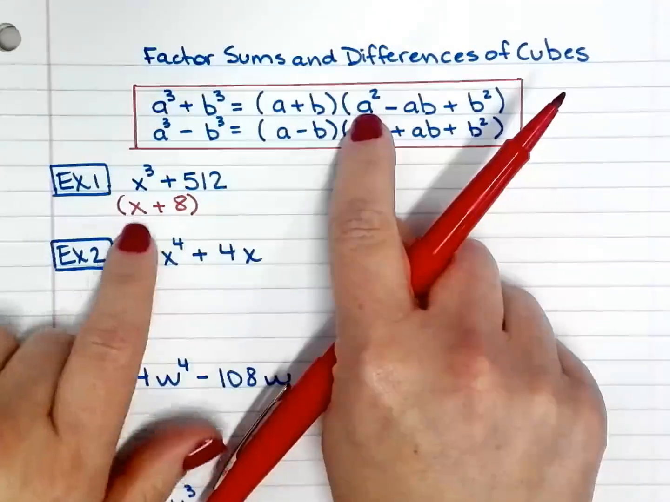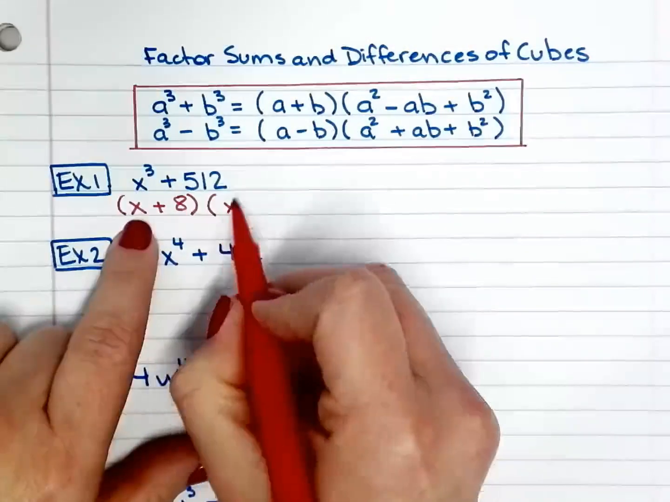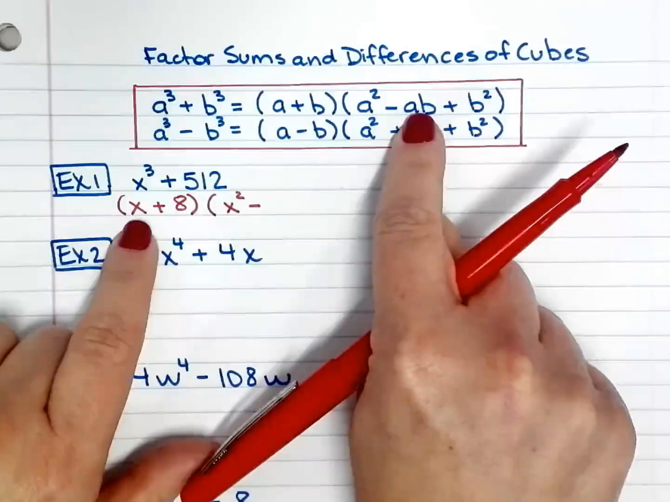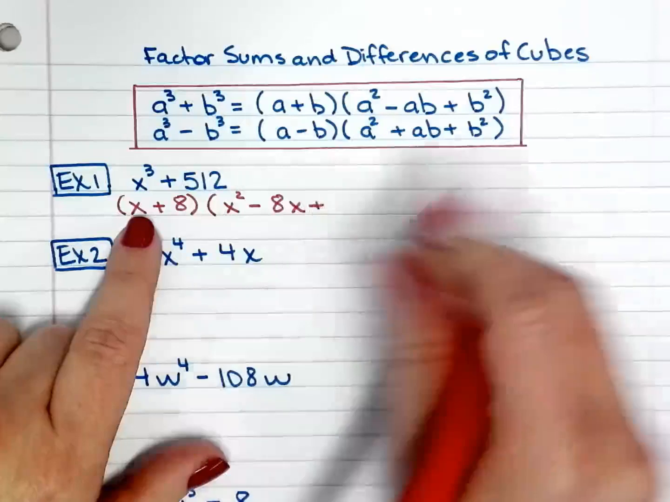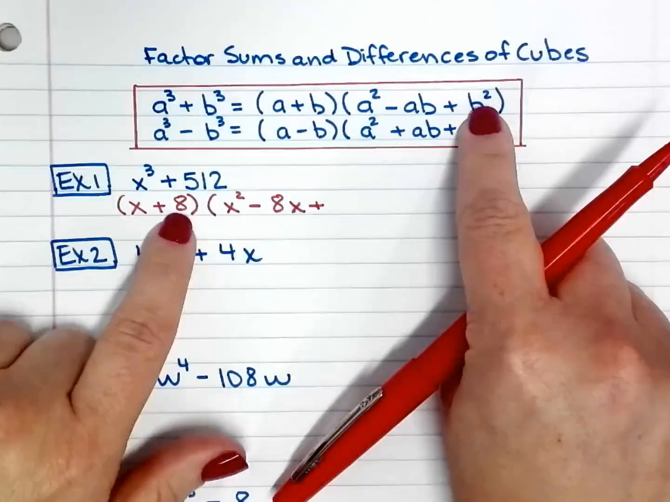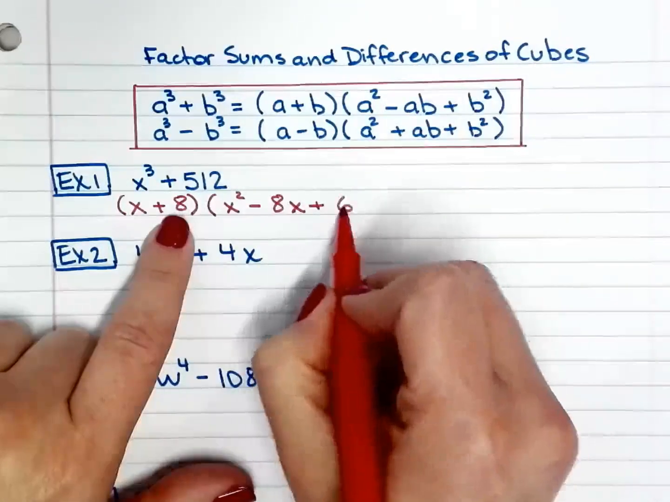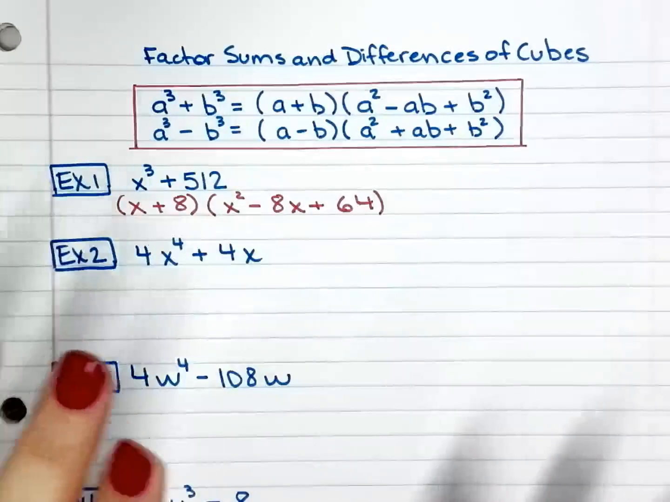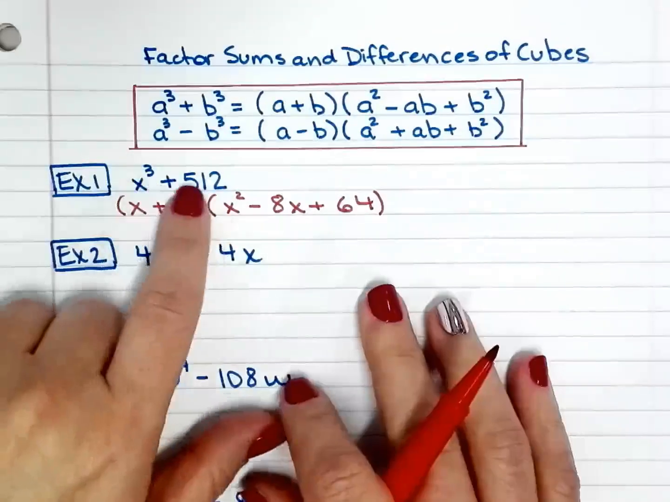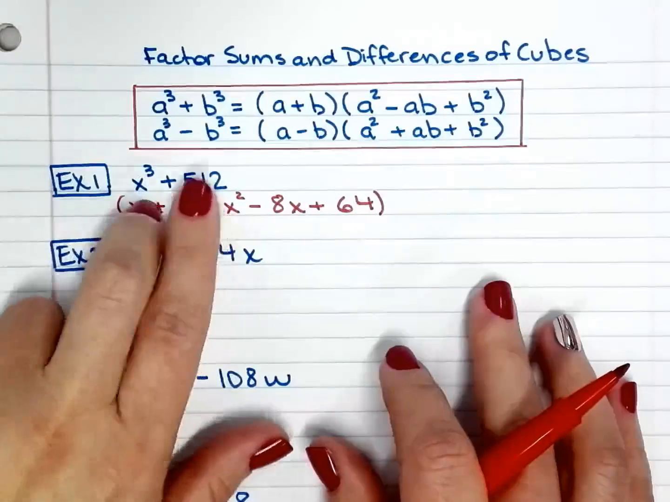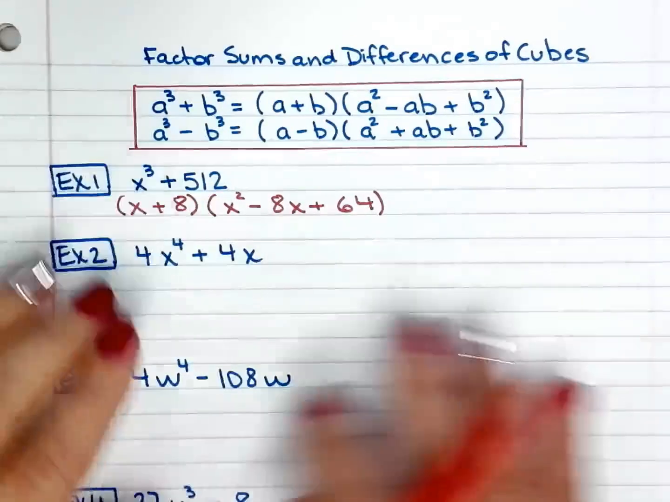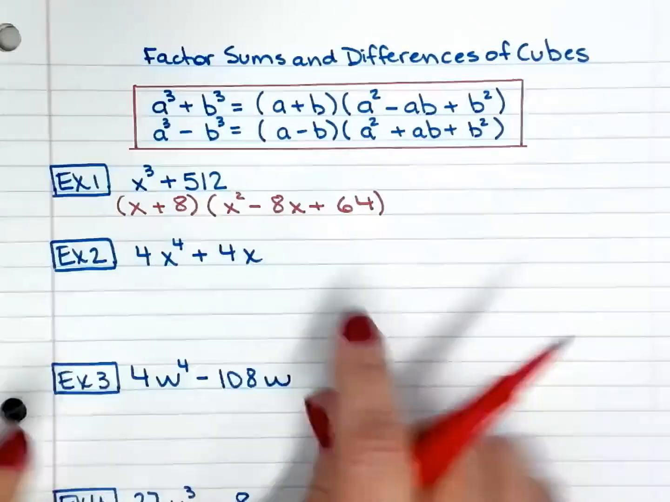So now you square the first one, so x squared, minus a times b, you multiply them, and then you square that one, so 64. And that's all we're doing. And always try to look for the GCF, but in this case you don't have a GCF between this and this. That's why you just apply that.